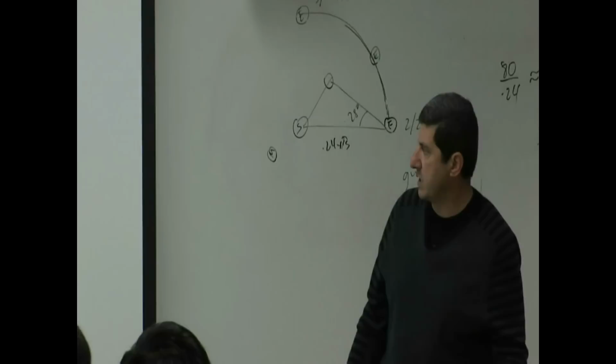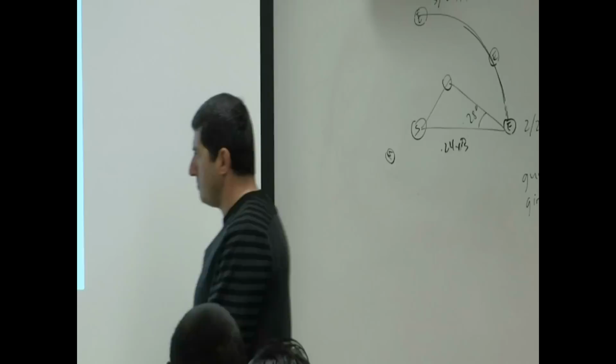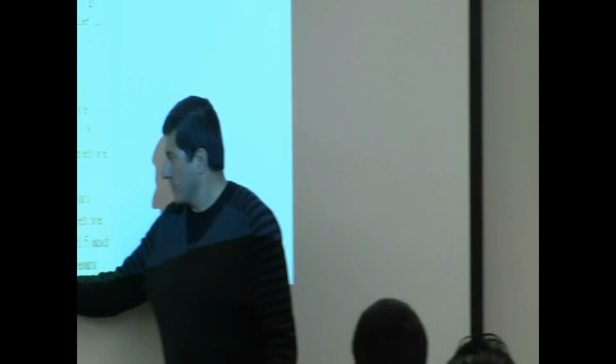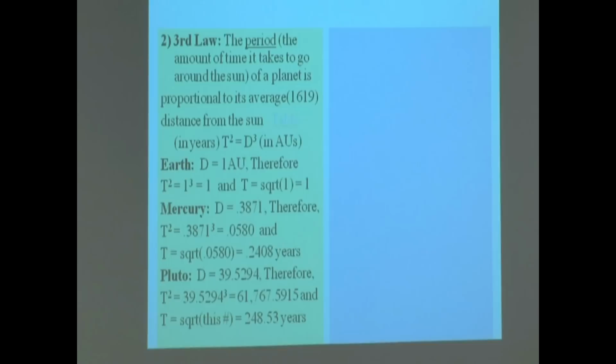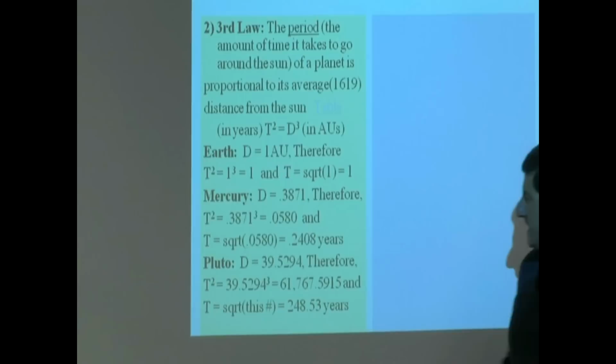Okay, how about Pluto? It's the other extreme. Okay, then you take this number, you cube it. 39 AUs. You cube it. You get this huge number, 61,767.59, and then you square root this number. Again, same procedure, 248.53 years. This is the opposite extreme.